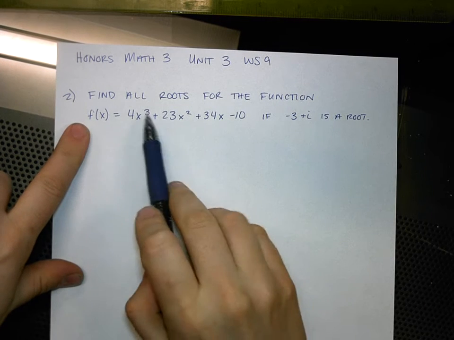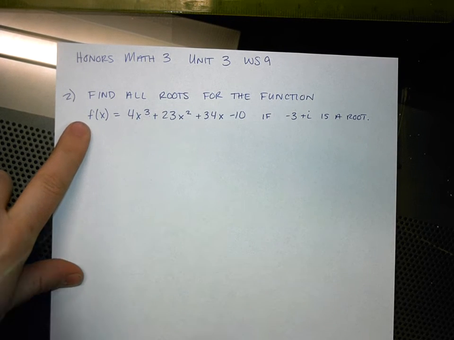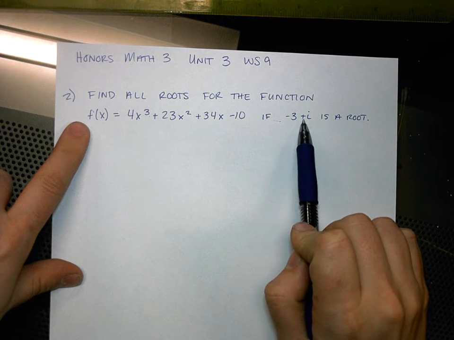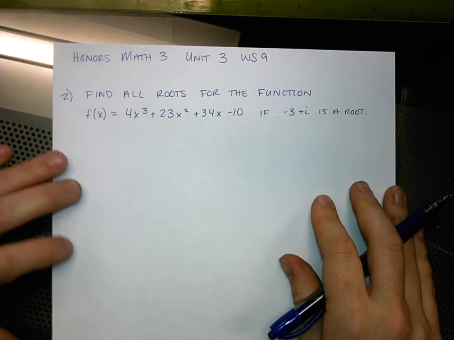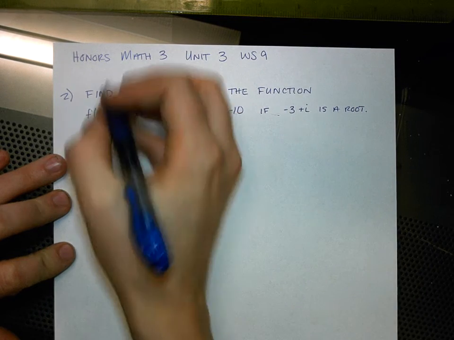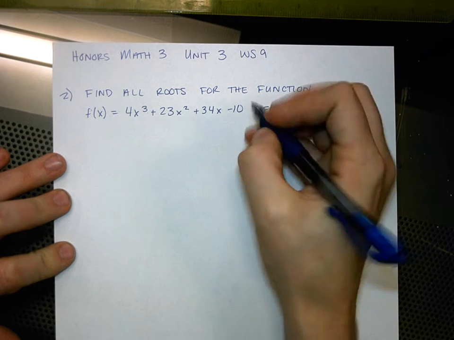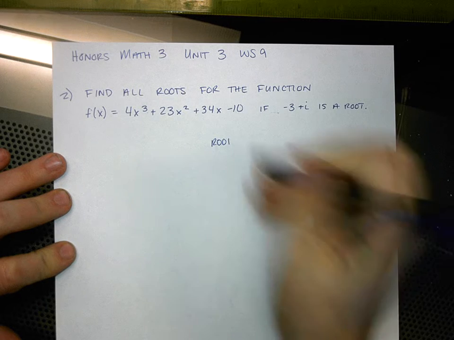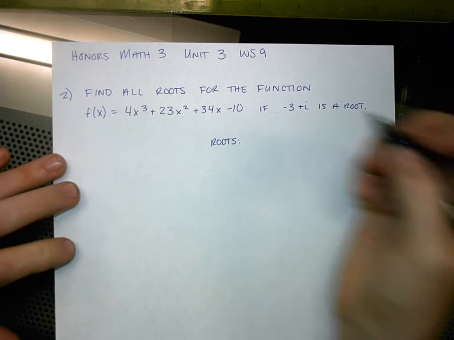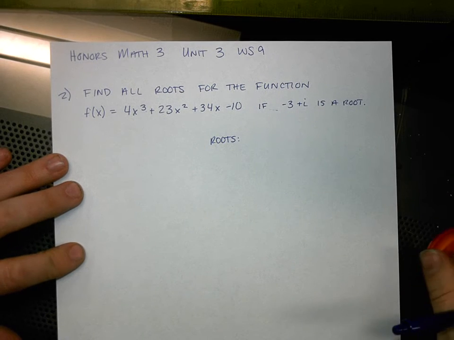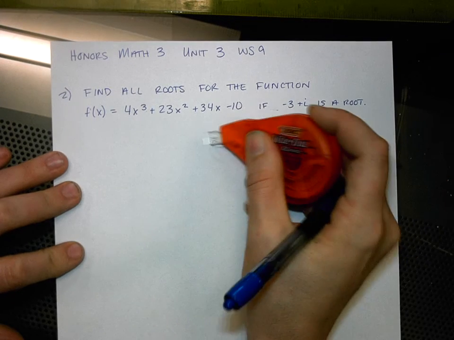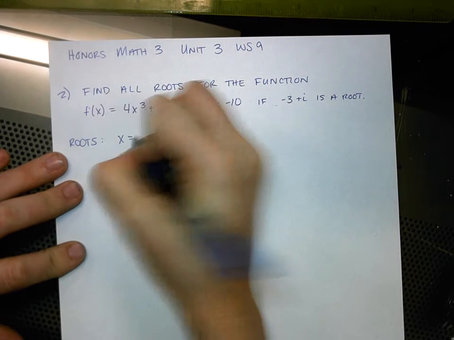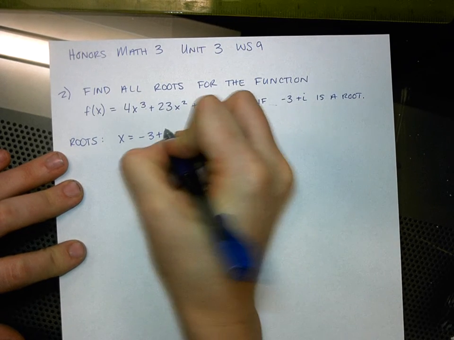I can see that this is a degree of 3, so it's a cubic polynomial, with a root of -3 plus i. So first of all, I'm going to list out my roots. Actually, we'll do this. Put this over here. My first root is given, so -3 plus i.